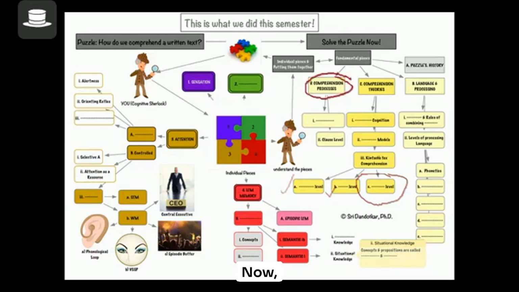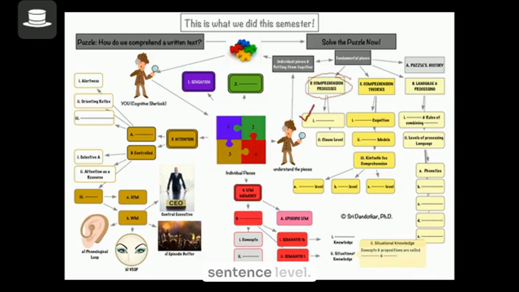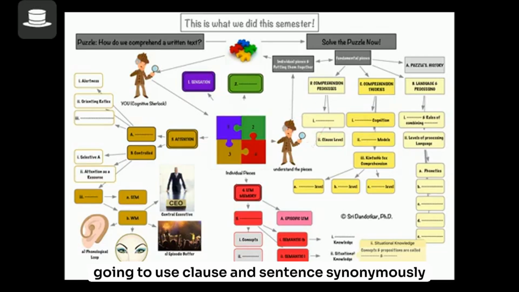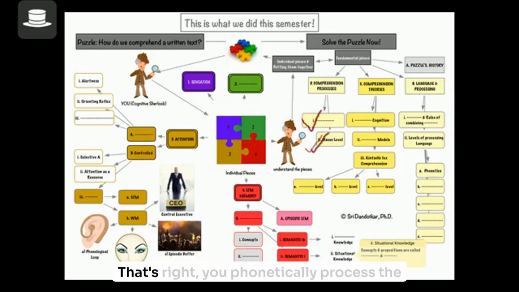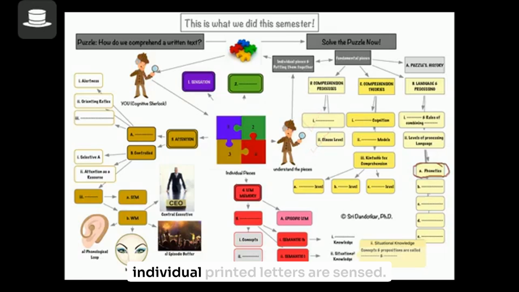Okay, now the comprehension process. You can divide the comprehension process into processing at the word level and the clause/sentence level. Theoretically, it's a clause level, but I'm going to use clause and sentence synonymously here. What happens at the word level? You phonetically process the individual printed letters. You sense the information. For instance, when you read this, the individual printed letters are sensed, and the individual sounds of these letters are perceived, and the combination of sounds of these letters are perceived as words. Phonetic processing leads to word identification. That's what happens at the word level.